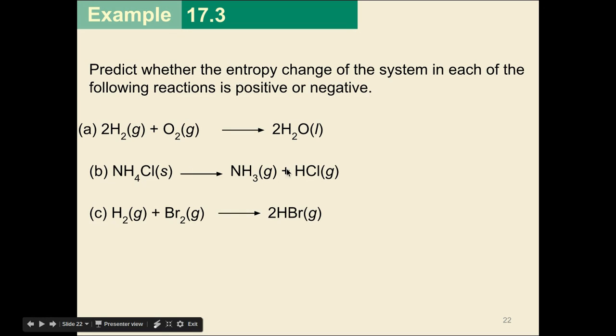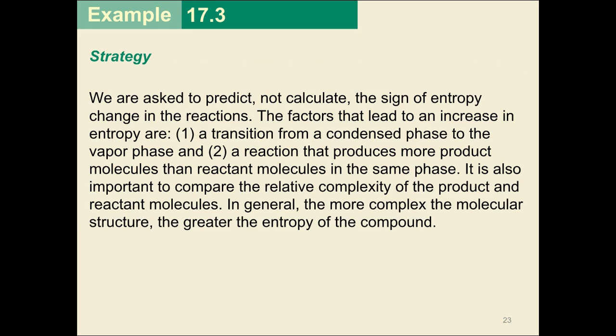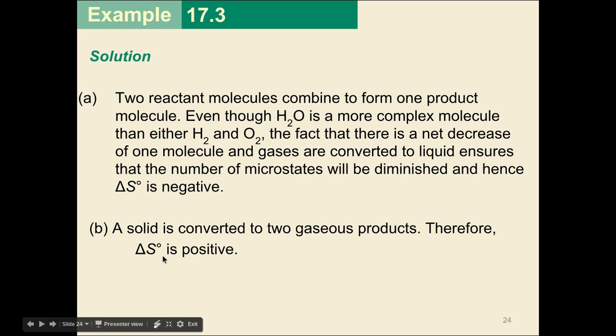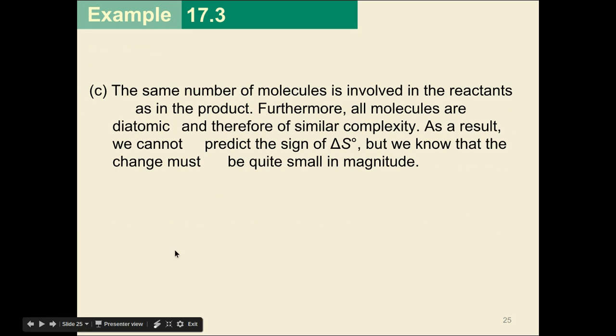For B, you see a solid going to 2 gaseous particles. You expect a positive change. And for C, you see that there's going to be a slight change. You don't know if it's going to increase or decrease, but your prediction is that it's going to be very small. So delta S is positive in B. And you can't predict the sign of delta S for standard entropy for C, but it's going to be small in magnitude. You'd have to have the actual values to get an actual number.